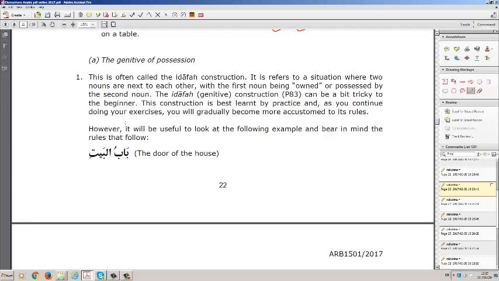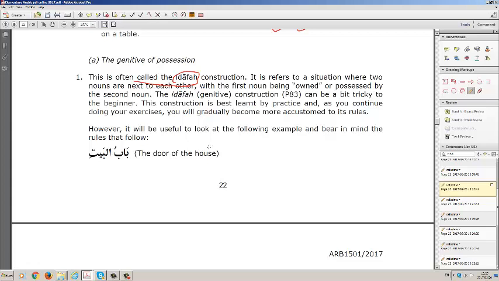So for example, the genitive of possession is also called an idafa construction. It refers to a situation where two nouns are next to each other and one noun owns, or belongs to, the other noun. So for example, let's first use an English example.